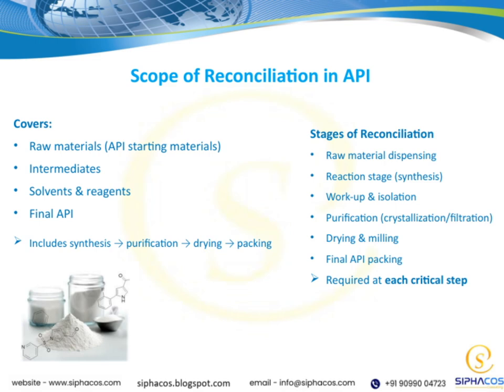The scope of this process covers everything from raw materials, including starting materials, intermediates and solvents, to reagents and ultimately, the final API. It's important to note that reconciliation isn't just about one step. It's integrated throughout the entire process, from synthesis through purification, drying, and finally, packing. This comprehensive approach helps us maintain transparency, consistency, and quality in the production of our active pharmaceutical ingredients.